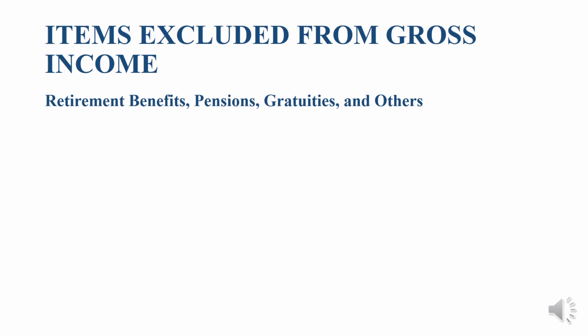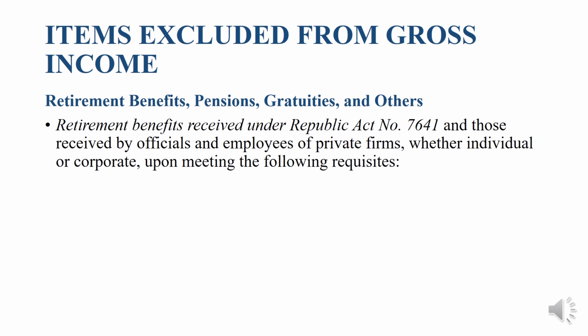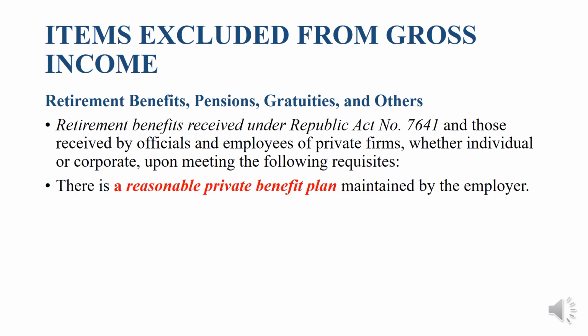We also have retirement benefits, pensions, gratuities, and others. So retirement benefits received under Republic Act number 7641 and those received by officials and employees of private firms, whether individual or corporate, upon meeting the following requisites. So again, once you retire from your employer company, the retirement pay that you would receive would be excluded or exempted from the tax, provided that you met the following requisites. So first, there was a reasonable private benefit plan maintained by the employer. So when you say reasonable private benefit plan, the employer company has a private plan which is approved by the BIR, the Commissioner of Internal Revenue.